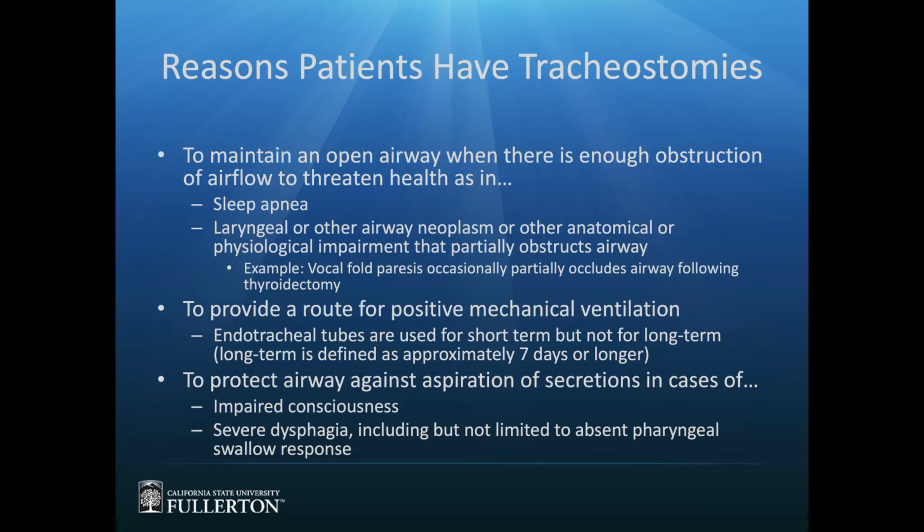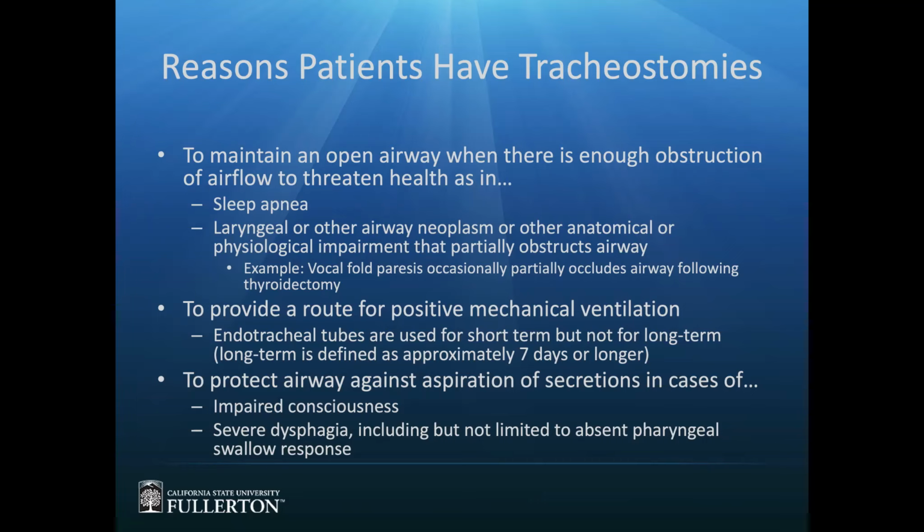A second and more common reason would be to provide a route for positive mechanical ventilation. So when somebody needs to have their breathing assisted with a mechanical ventilator, they will usually, first of all, have an endotracheal tube inserted, which is a short-term solution to their issue, and later a tracheostomy tube. And in the next slide, we're going to look at what that endotracheal tube looks like before we get into the tracheostomy tubes.